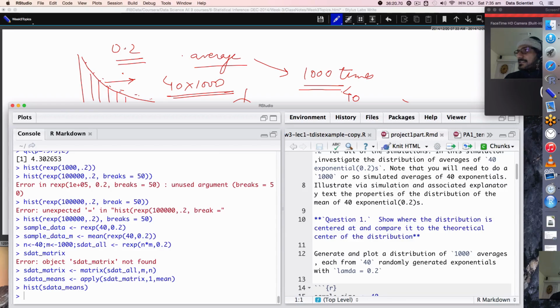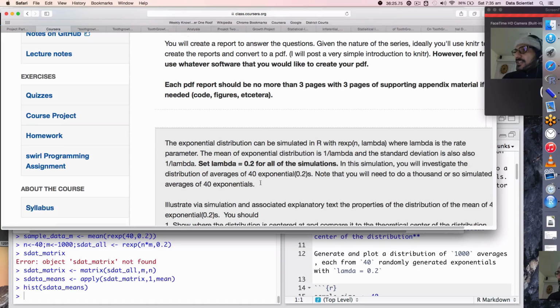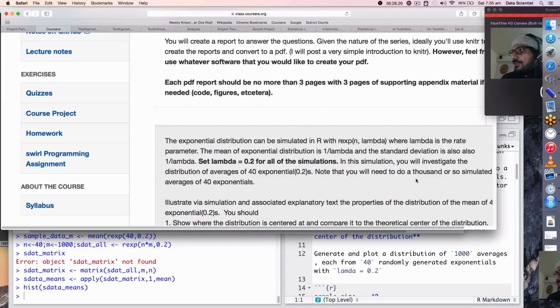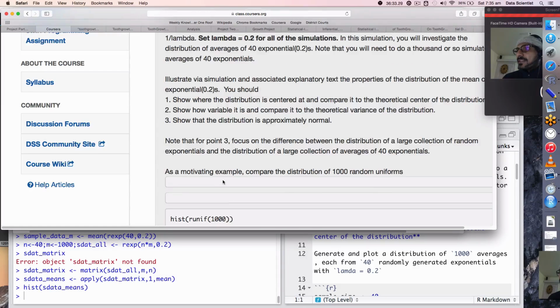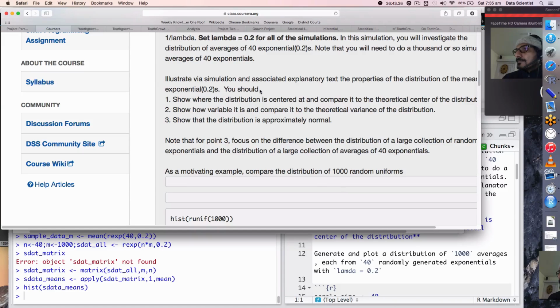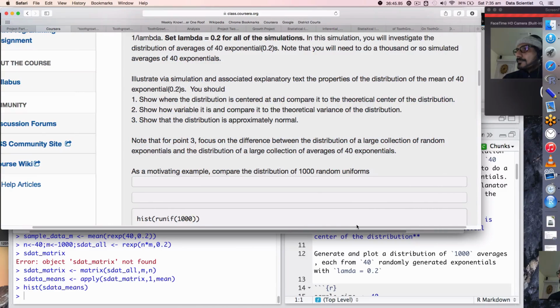Let's come back to what else he is asking in the questions. Okay. So we're saying you need to do 1000 or so simulated averages of 40 exponential means. That's what we did. Okay. So illustrate via simulation and associated explanatory text the properties of the distribution of the mean of 40 exponentials. Okay. So what all are we required to do? There are three parts to it. So first is show where the distribution is centered at and compare it to the theoretical center of the distribution.